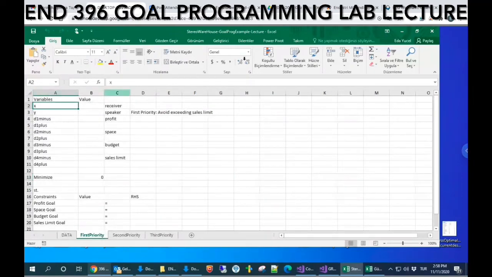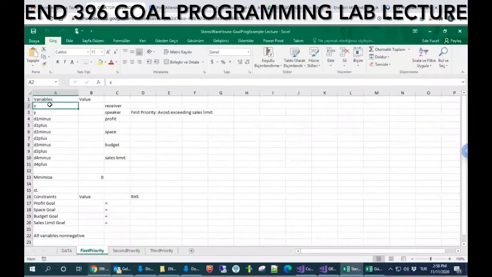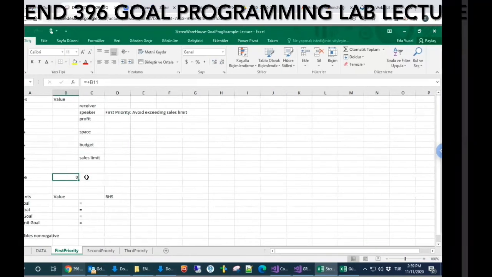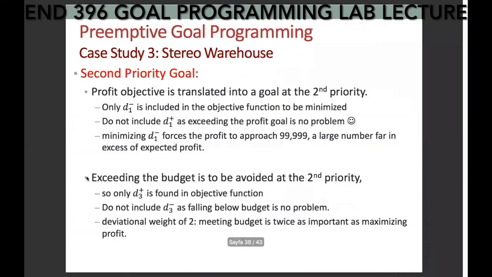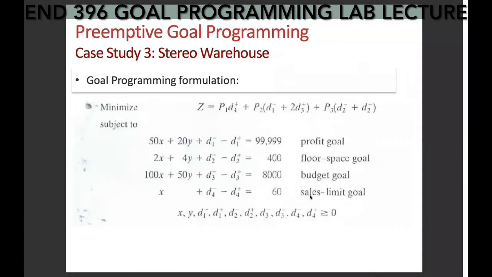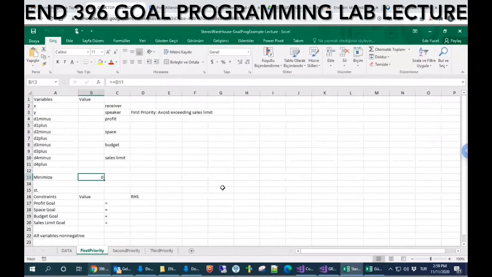These are our decision variables. I have already prepared them. X and Y correspond to the number of units to be stocked for receivers and speakers respectively. And these are deviation variables for the profit, space, budget, and sales limit expressions. Our first priority goal is avoiding exceeding the sales limit, right? So we should minimize which variable? Let me show our model. We should minimize D4 plus, right? Since it is an upper one-sided goal.